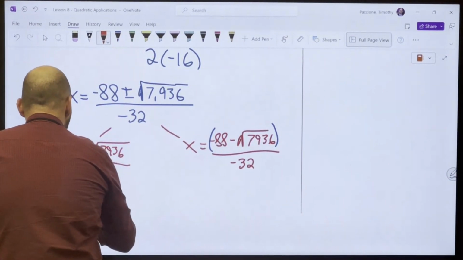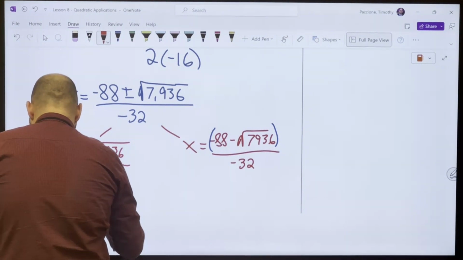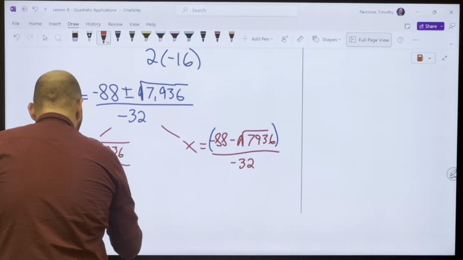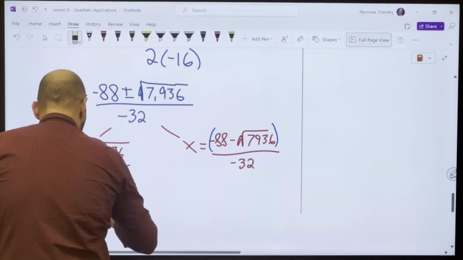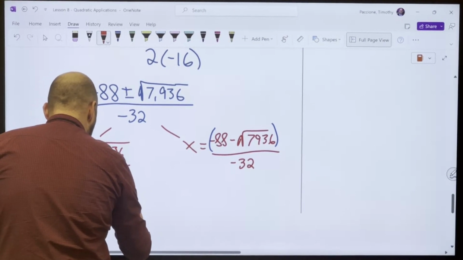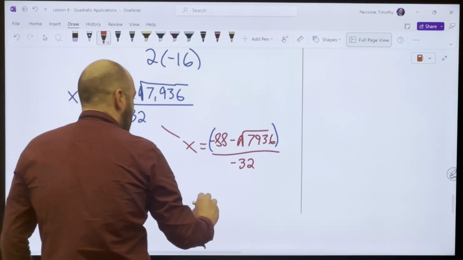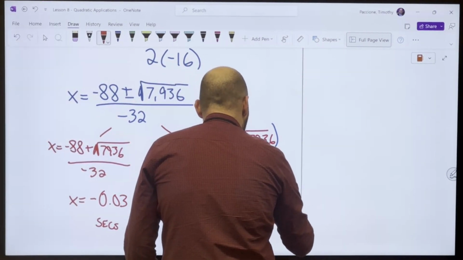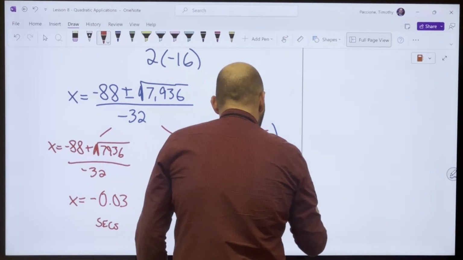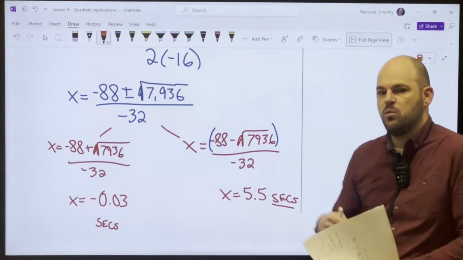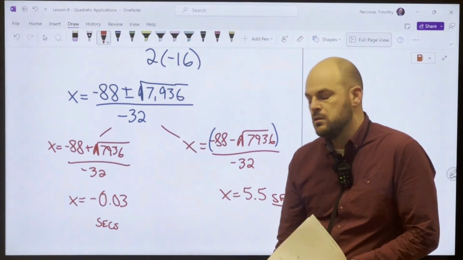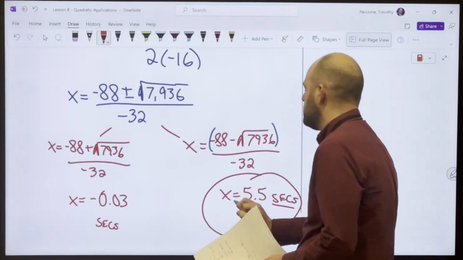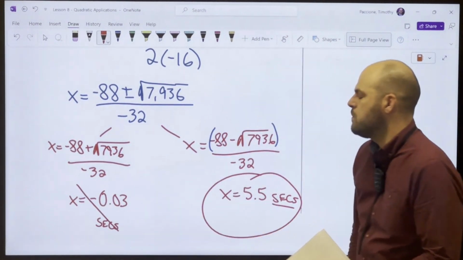Your answers you would get here would be x equals negative 0.03, and that would be seconds, right? Because we're looking for time. And the other answer would be x equals 5.5 seconds. So which one would actually make sense as when the baseball would hit the ground? 5.5. So that's our answer. And we reject this one.